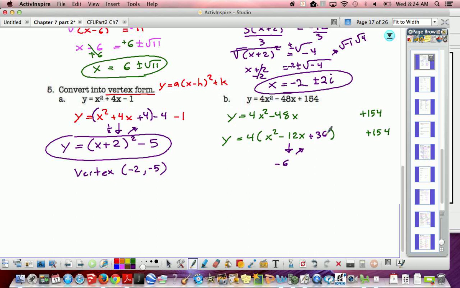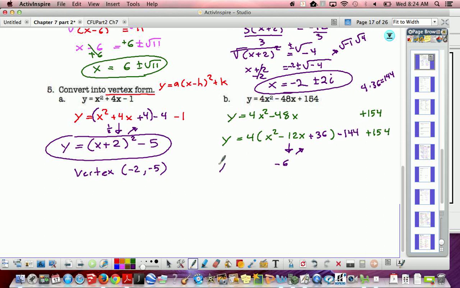Now to balance the equation, I didn't add just 36 to the whole thing. I added 4 sets of 36. So 4 times 36 is 144. So I really added 144. So I have to subtract 144.